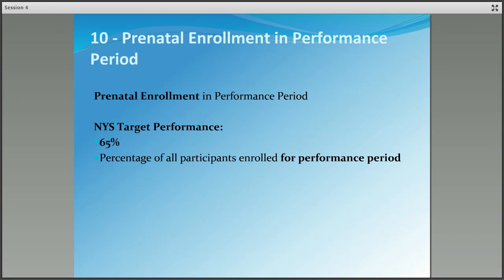Number 10, the prenatal enrollment rate. The prenatal enrollment rate for a program is computed by finding the rate for the past 2 quarters. The New York State target is that 65% of participants enrolled in the performance period will have been enrolled prenatally.